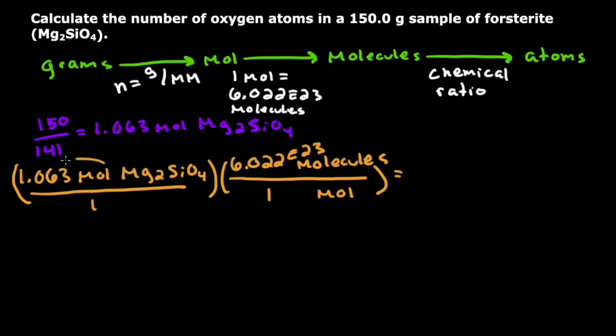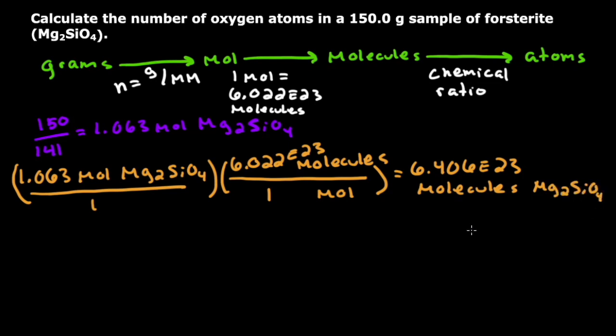And so when I do this number here times this number here and then divide by 1, I'm going to get 6.406 times 10 to the 23rd power, and that will be molecules of this Mg2SiO4 like that. And now to go from these molecules here to atoms there, I'm using the chemical ratio. And the chemical ratio is right in here.